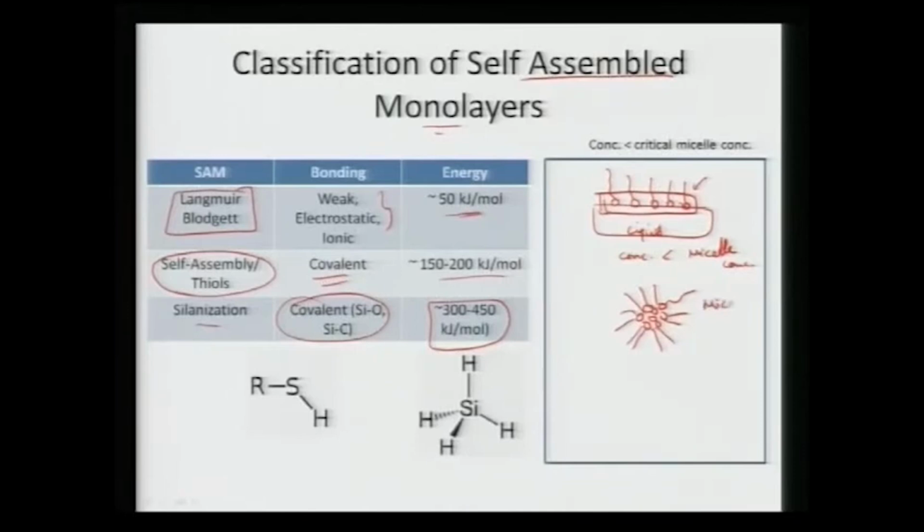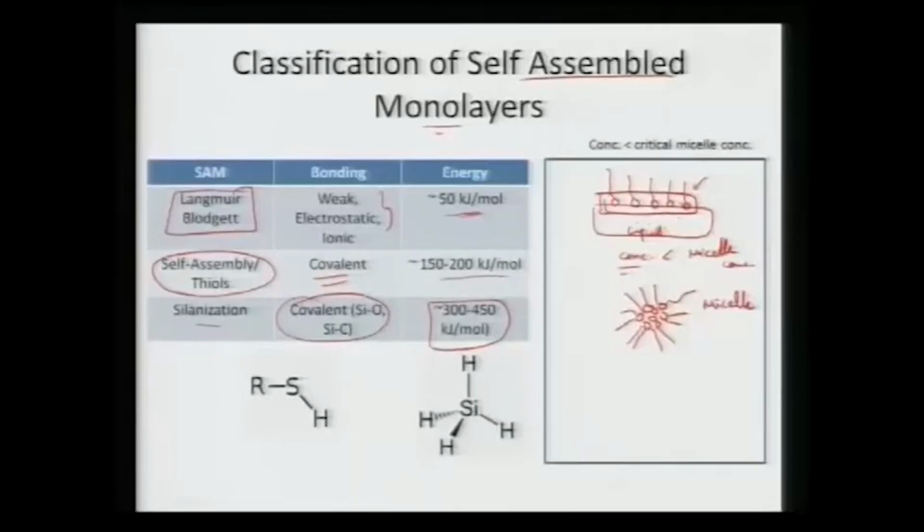So, this will form a micelle when the concentration of this particular chemical is much higher than the micelle concentration. To form a Langmuir-Blodgett film, the concentration of the chemical has to be much lower than the micelle concentration, so that it can survive on the surface and get equally dispersed to form a very regular, structured layer onto the substrate.